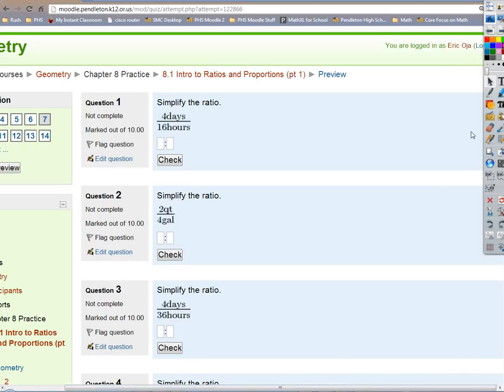Now, if we're trying to simplify ratios with units, we've got to make sure we're dealing with the same kinds of units. Otherwise, it doesn't make any sense to make these kinds of comparisons. For example, the ratio of 4 days to 16 hours. Now, 4 is a smaller number, but obviously 4 days is a longer time period than 16 hours, right?